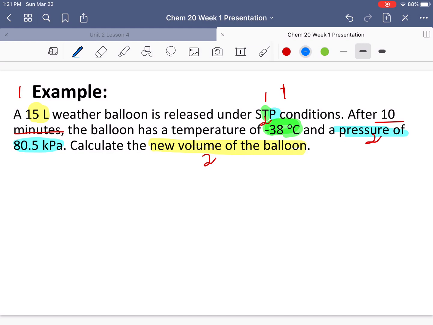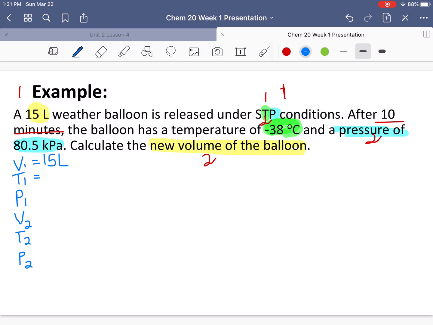I usually start these and I'll write down all of my variables so I've got them. So I've got an initial volume, an initial temperature, an initial pressure, a final volume, a final temperature, and a final pressure. And then start filling in what you've got. Initial volume, of course, is that 15 liters.